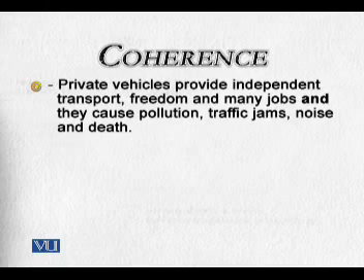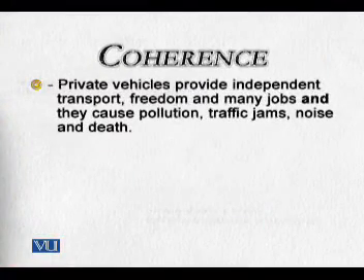And let's see the second part of the sentence. And they cause pollution, traffic jams, noise, and death. And simply combines elements of the same sorts, not of the conflicting sorts. Independent transport, freedom, many jobs, these are the benefits. Traffic jam, pollution, death, these are the drawbacks.